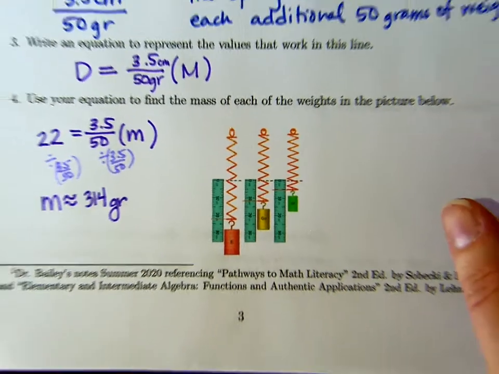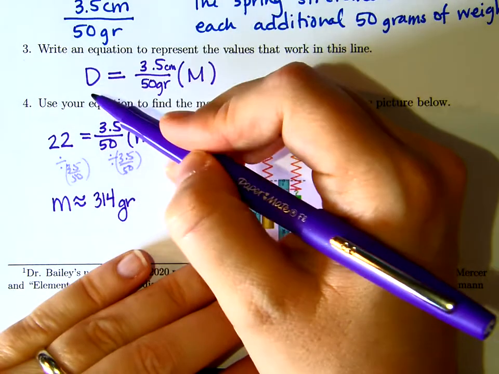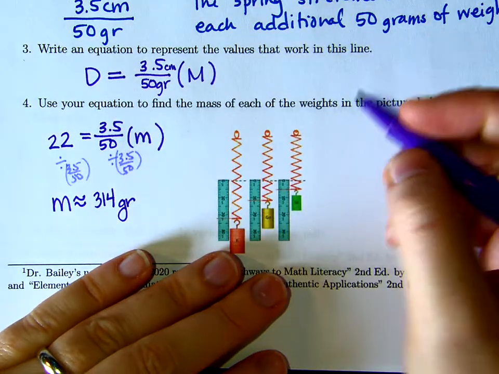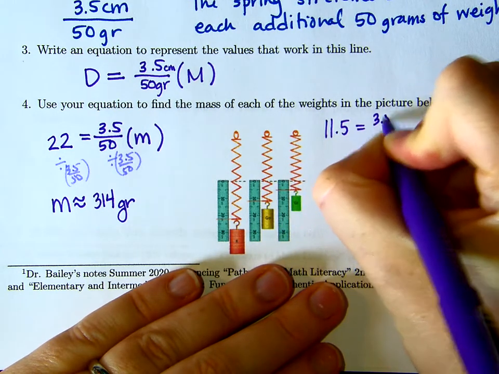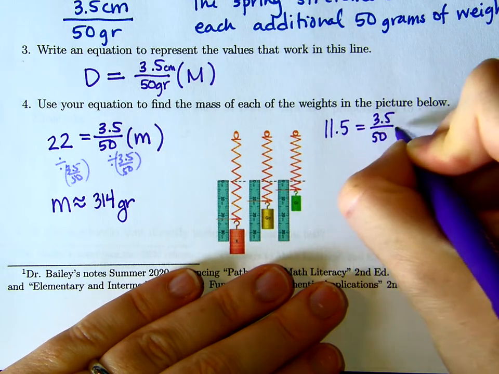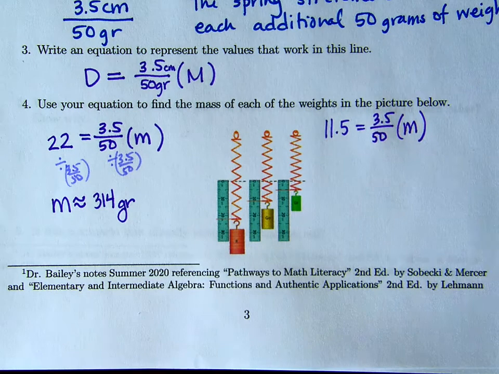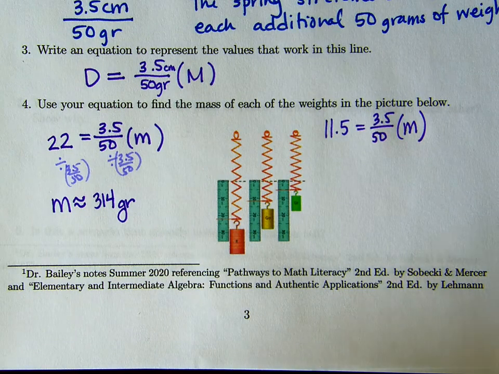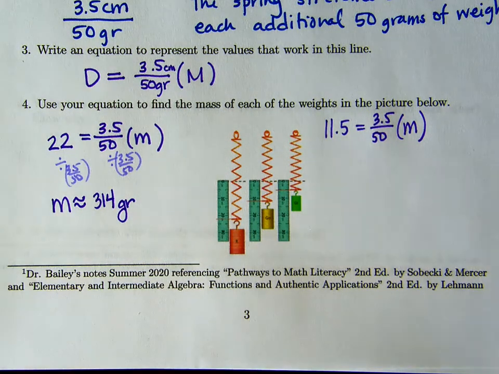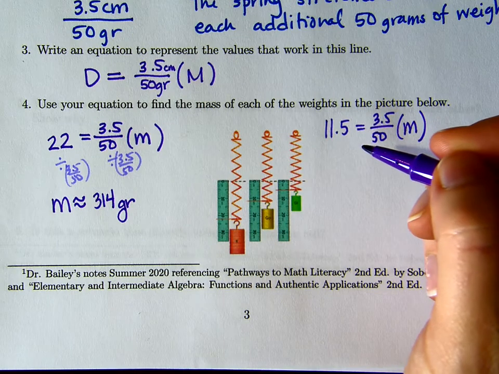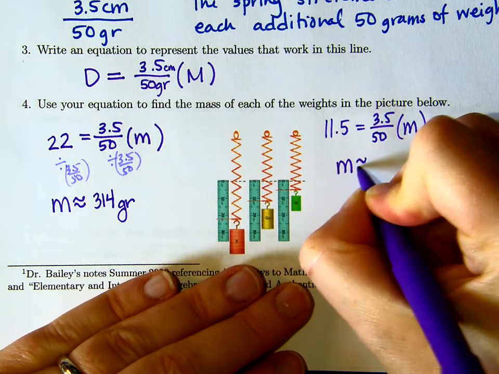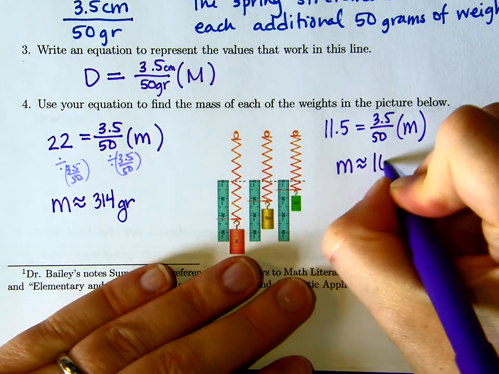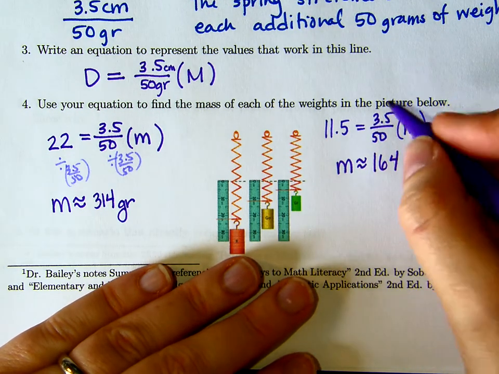Okay, let's do it again. Again, we're given the stretch, so we're given the D. The distance of the stretch was 11.5. Okay, we got 3.5. There's our ratio conversion, and 11.5, scale it up by 50, scale it down by 3.5, and we get approximately 164.28571. So our mass is approximately 164 grams.